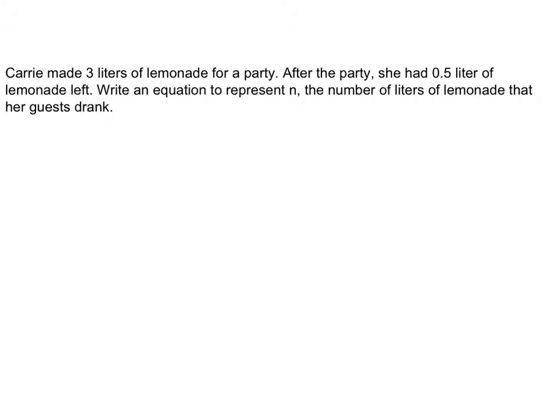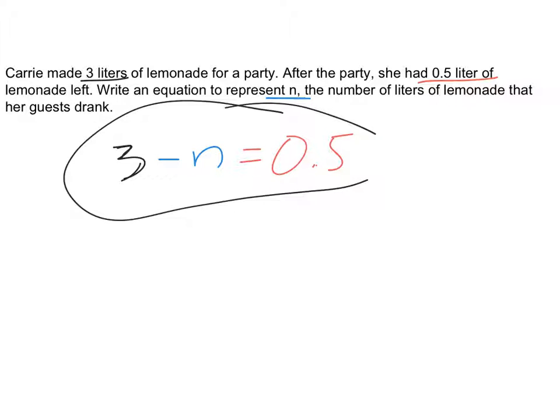Carrie made 3 liters of lemonade for the party. After the party, she had 0.5 liters of lemonade left. So we're going to write an equation to represent n, the number of liters of lemonade that guests drank. So she started out with 3 liters. And then at the end, she had 0.5. They drank n of it. So they started off with 3, and then they drank n. So we're going to write that as 3 minus n is equal to 0.5.